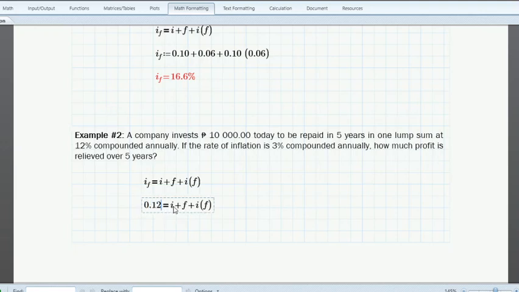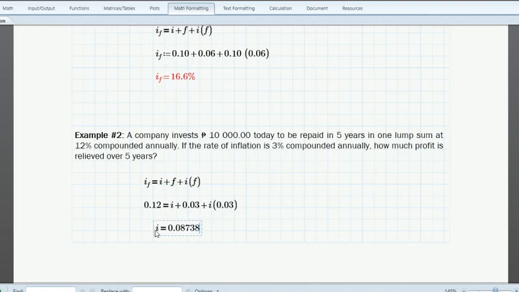Interest is I pa rin. Kasi ito nga yung hahanapan natin ng value kasi kakailanganin natin siya to determine yung future amount ng investment. The inflation rate is 3% or 0.03 plus the interest times 0.03. Our interest is equal to 0.08738.